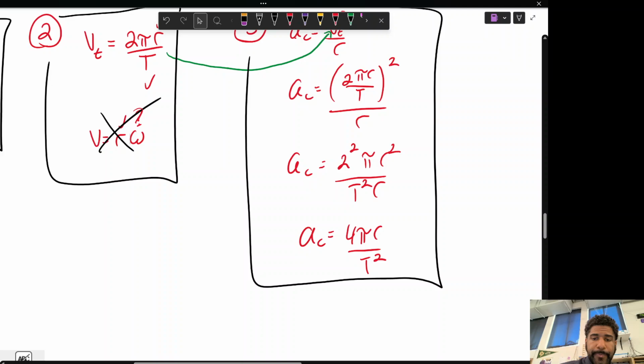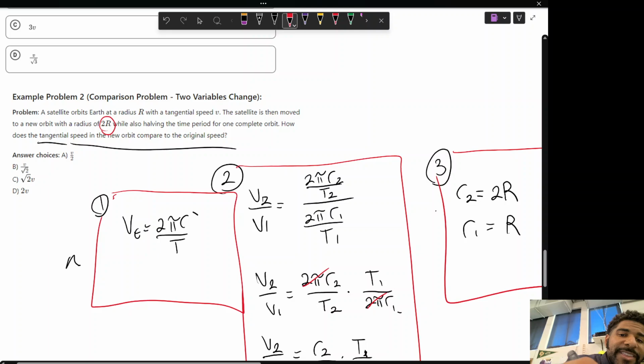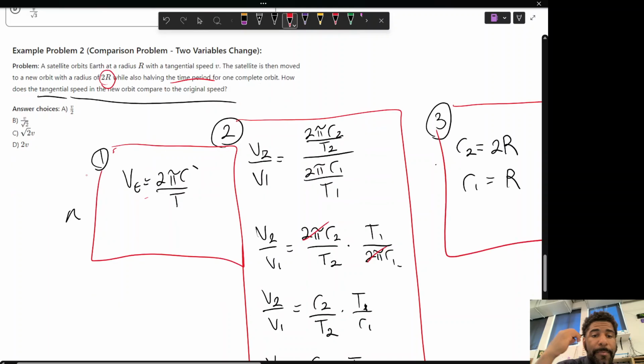Second type of problem is a comparison problem. I am going to be comparing the tangential speed in a new orbit that has twice the radius and half the time period. So before I even set the comparison up, I want to compare speeds. So I'm going to put Vt is equal to 2 pi r over t, because I know we have something that has to do with the radius and something that has to do with the period.